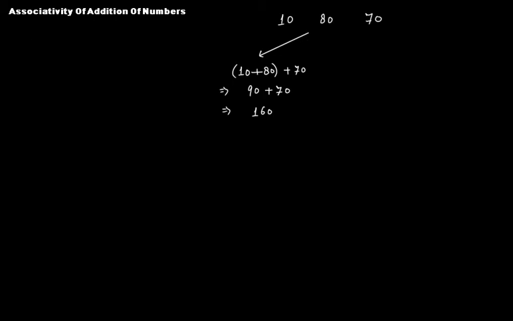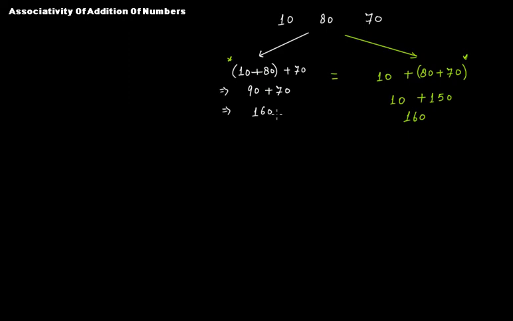The other way will be first you have to add 80 and 70, and therefore we will put it within a parenthesis, and then you have to add 10 to it. So 80 plus 70 is 150, and plus 10 to it, this will also be 160. So either method we follow, both the methods are correct, and these two methods will give you finally the same result.